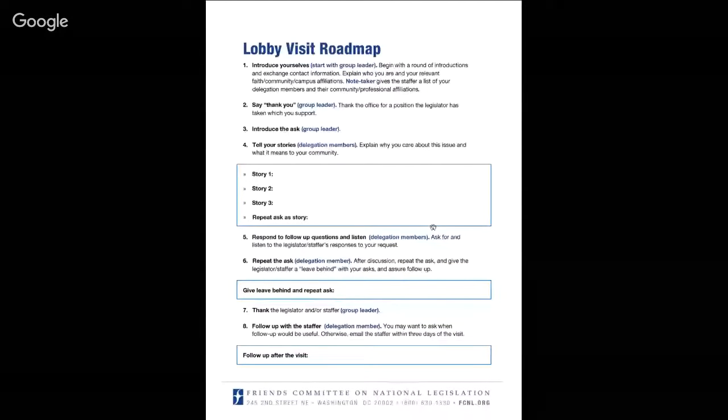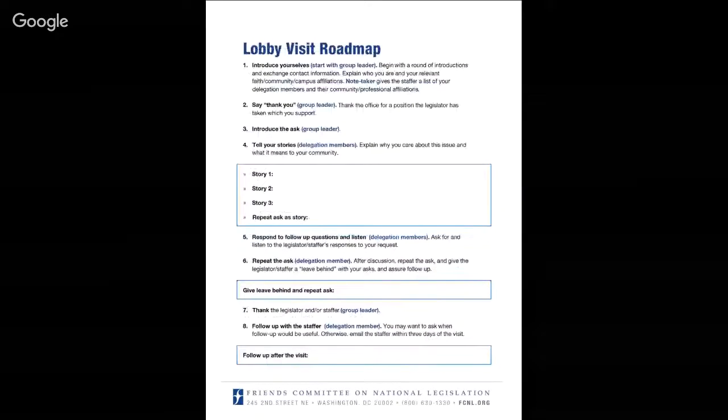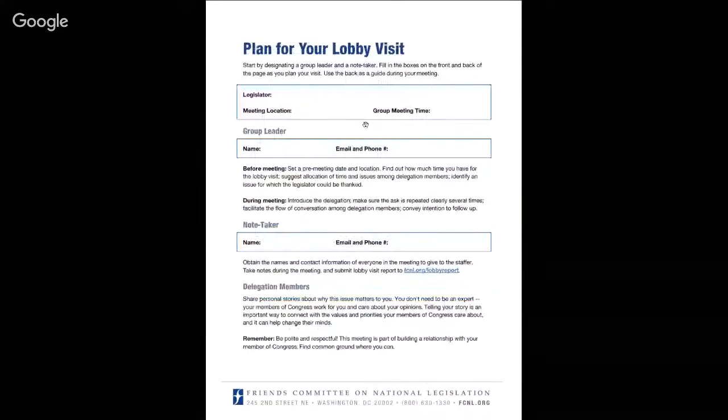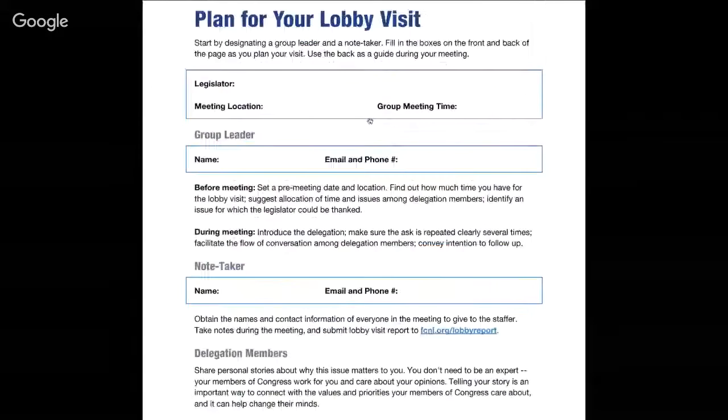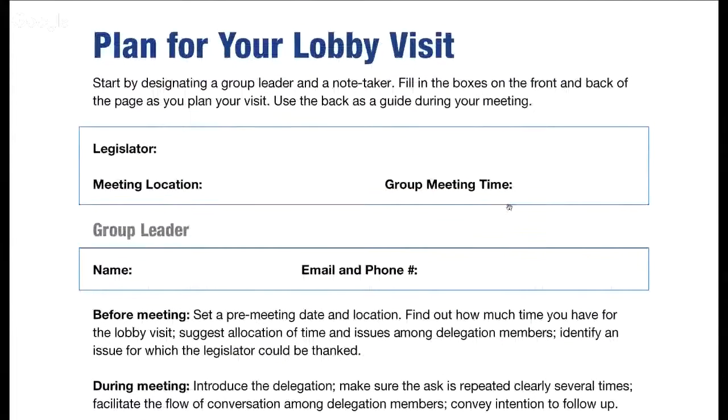Yeah, so we're going to go ahead and get started, and I am going to share my screen, and we're just going to look at the roadmap. It's 2 pages. As you can see, there's the first part, plan for your lobby visit, and the second part, the roadmap. So we're going to go ahead and zoom in on the plan for your lobby visit. This part talks about who is going on the visit and helps you get the logistics set up.